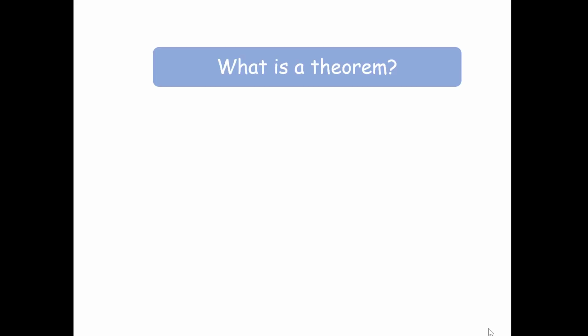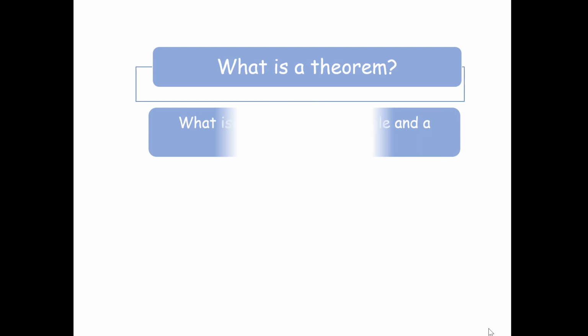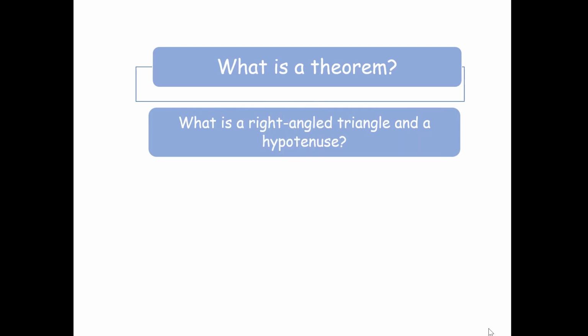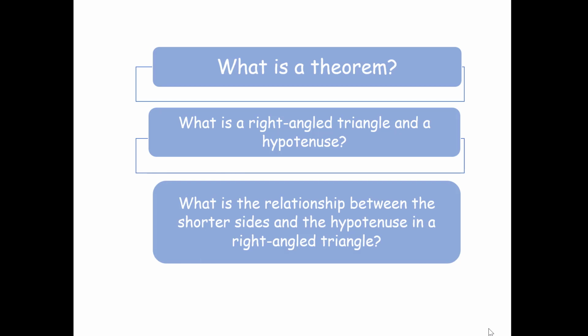Key questions. What is a theorem? What is a right-angled triangle and a hypotenuse? What is the relationship between the shorter sides and the hypotenuse in a right-angled triangle?